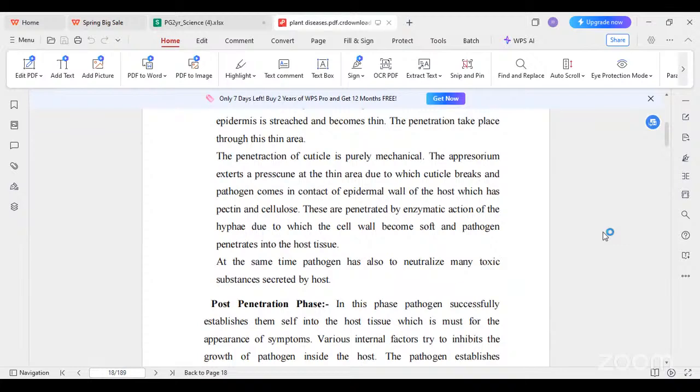These are penetrated by enzymatic action of the hyphae, due to which the cell wall becomes soft and the pathogen penetrates into the host tissue. At the same time, the pathogen also has the ability to neutralize many toxic substances created by the host.